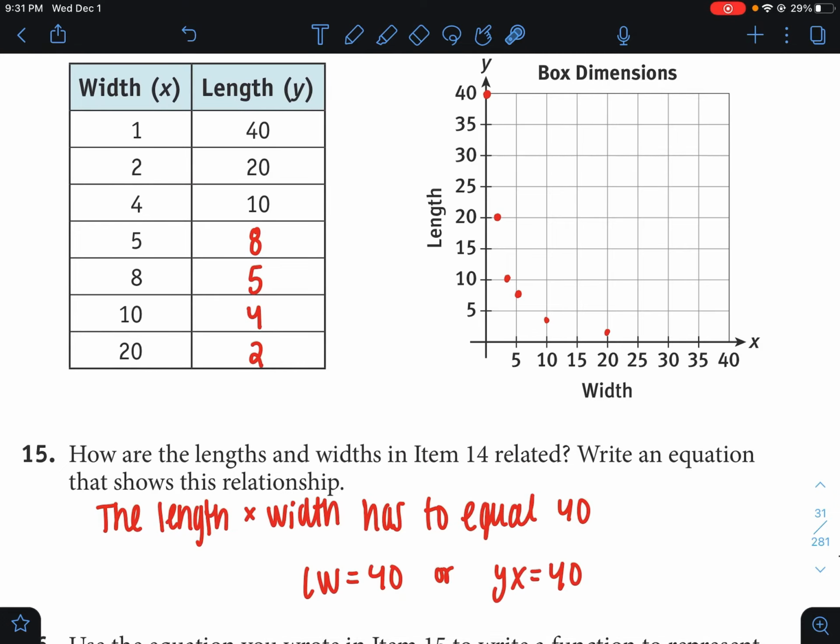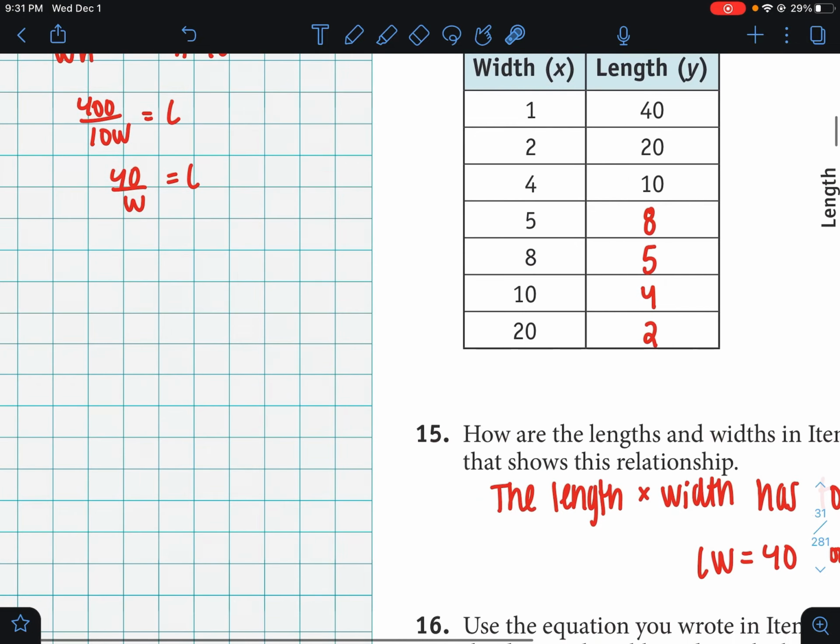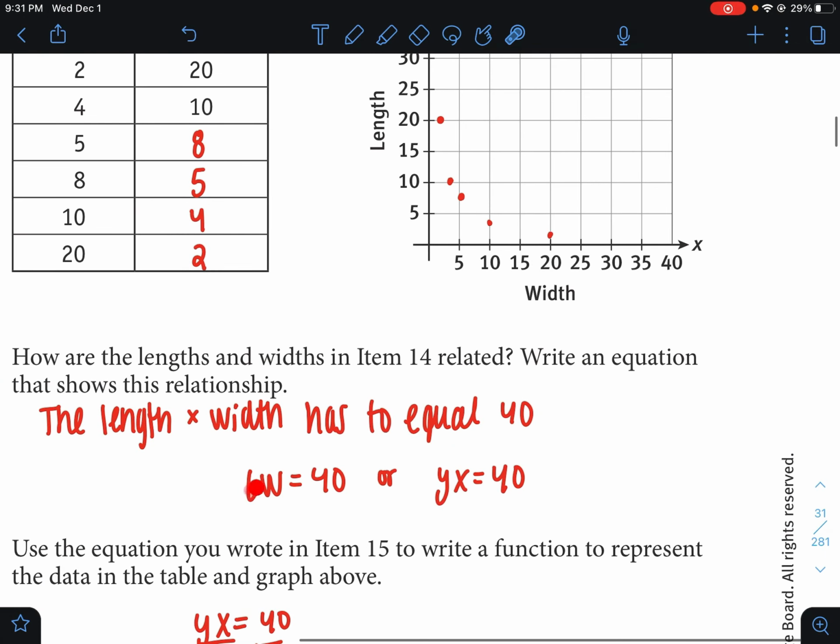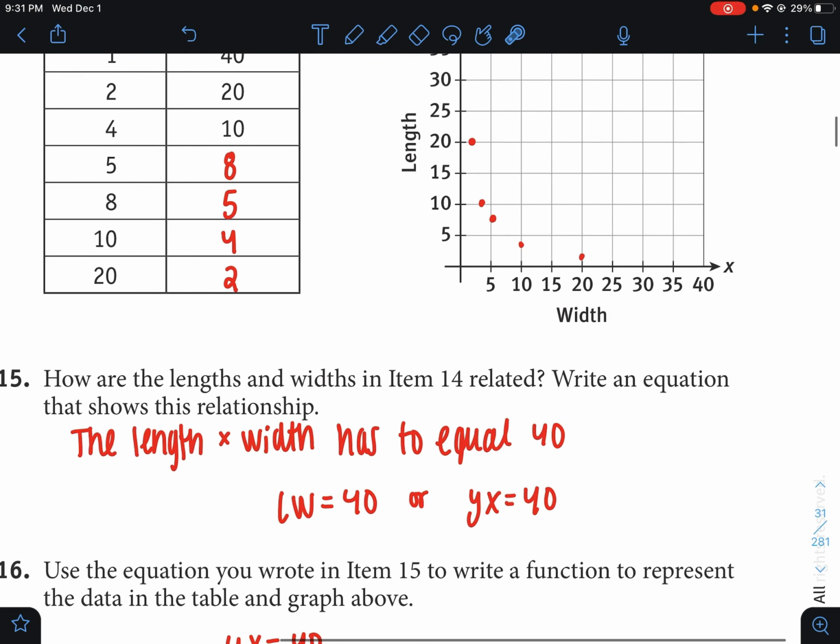Well, we said, okay, if we have this relationship of 40 divided by W is equal to L, that means L times W is equal to 40. Okay, L times W is equal to 40. Or, since length is equal to Y and width is equal to X, Y times X is equal to 40.